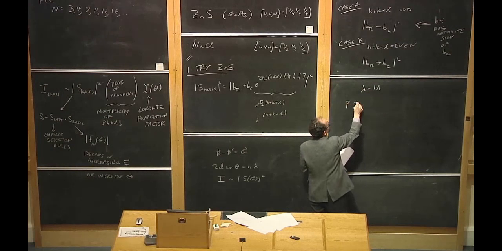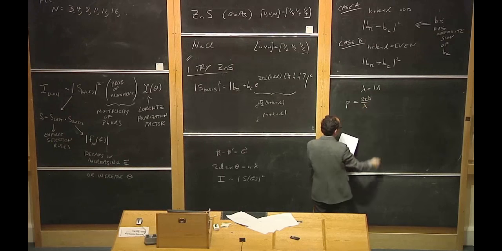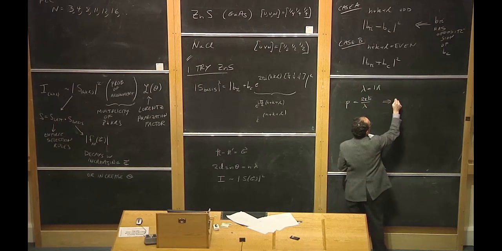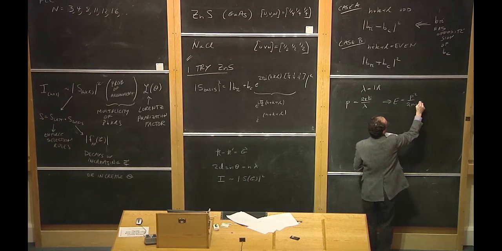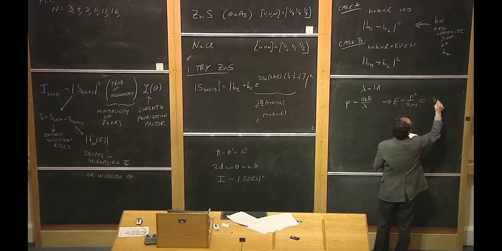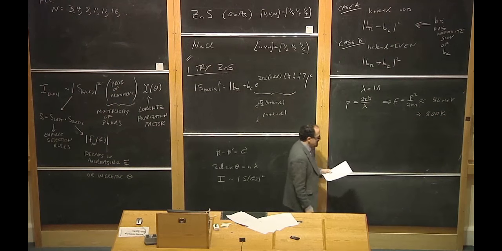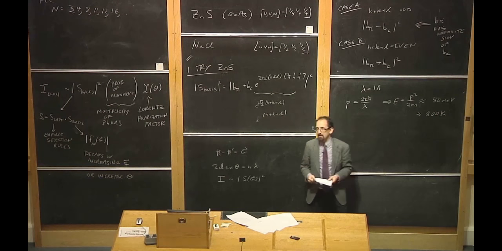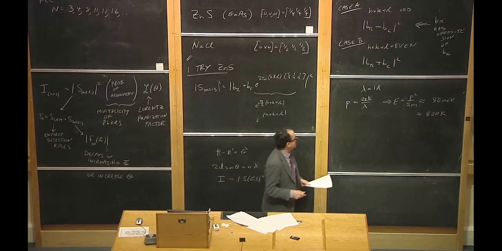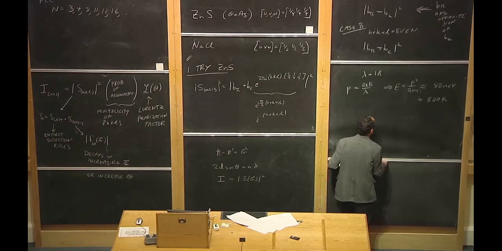Well, if the wavelength is 1 angstrom, the momentum is 2 pi h bar over lambda. And from that, we can calculate that the energy we need is p squared over 2m, approximately 80 millielectron volts, or about 800 Kelvin, if you put in the appropriate factor of Boltzmann's constant to make it into a temperature. And this might sound to you like it's hot, but in fact, 800 Kelvin is really, really cold for neutrons. Why is that? Well, how do you get the neutrons in the first place? Making neutrons.